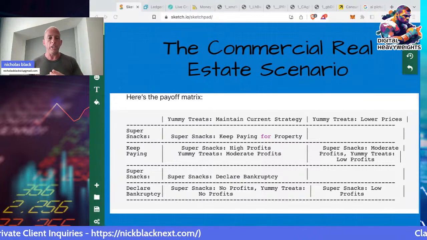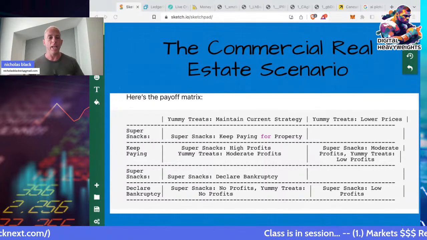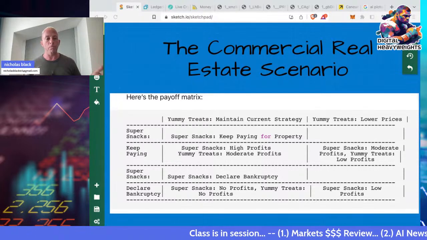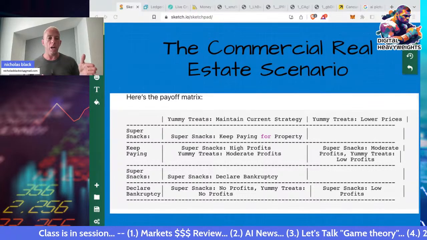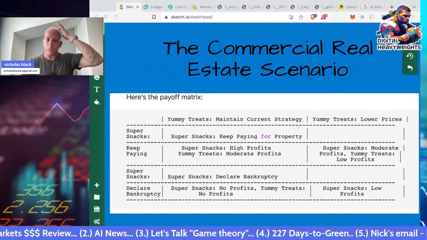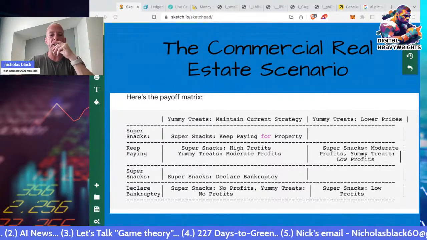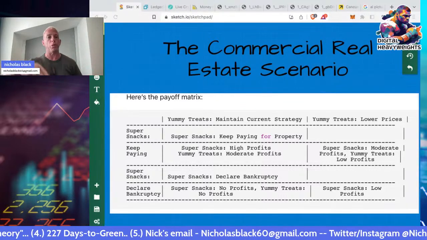So this payoff matrix, you can see it's in two columns. You have Yummy Treats maintaining their current strategy or lowering prices. And then on the left-hand side, you have Super Snacks, and they can either keep paying or they can declare bankruptcy. And in the matrix, each cell represents the outcomes for both Super Snacks and Yummy Treats based on their respective decisions.